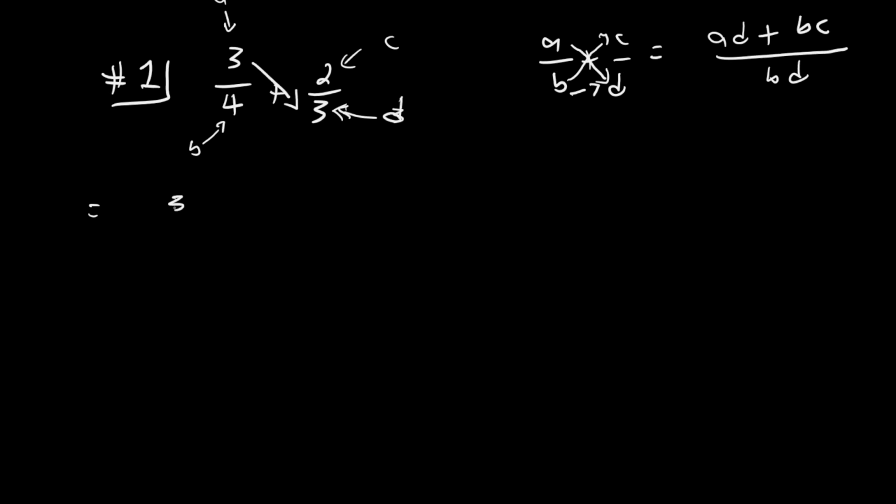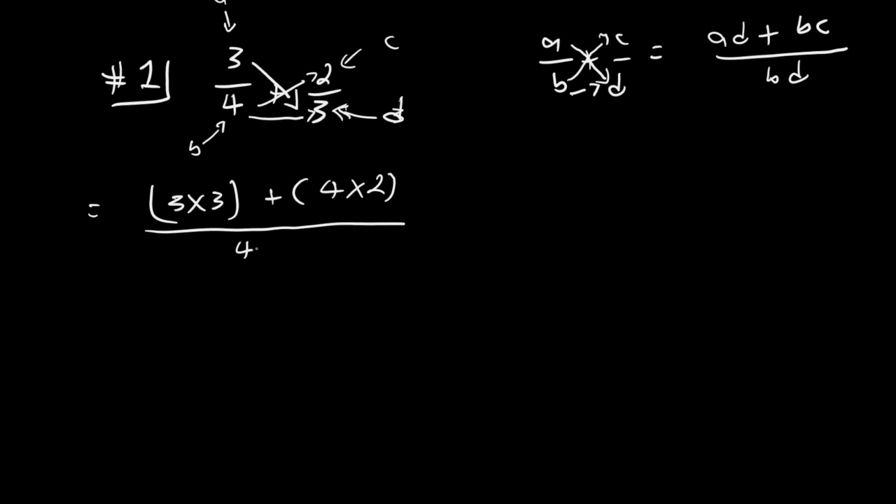3 times 3 plus 4 times 2. And for the denominator, just multiply 4 to 3, 4 times 3. Now, let's perform the multiplication. 3 times 3, we obtain 9. Plus 4 times 2 is 8. For the denominator, 4 times 3 is equal to 12.